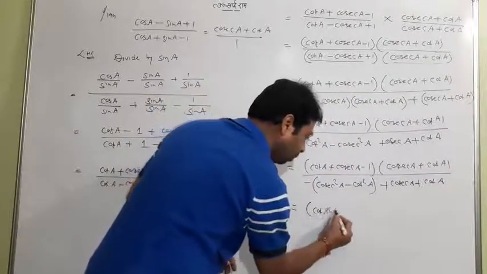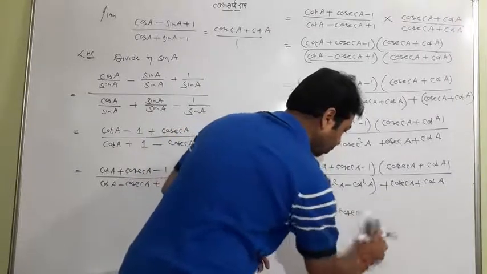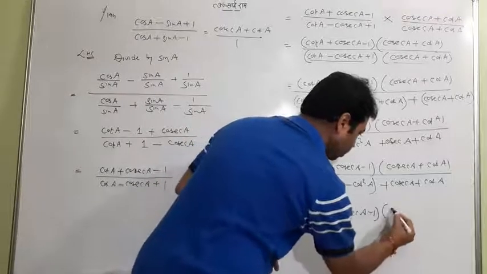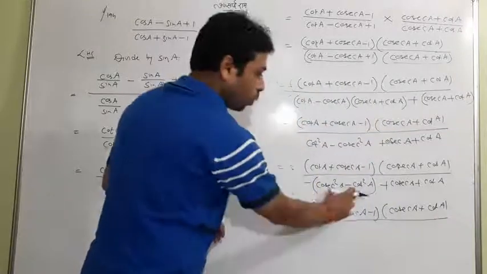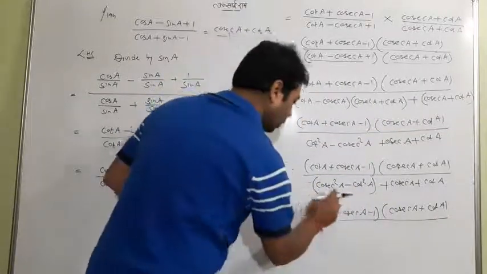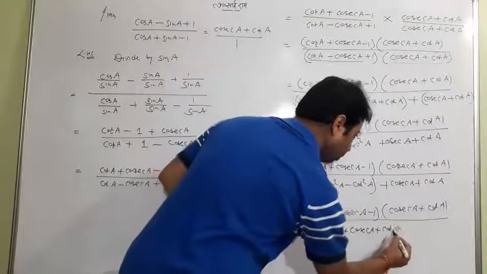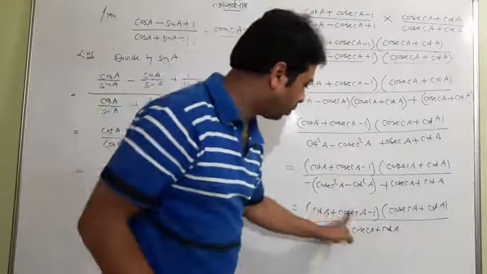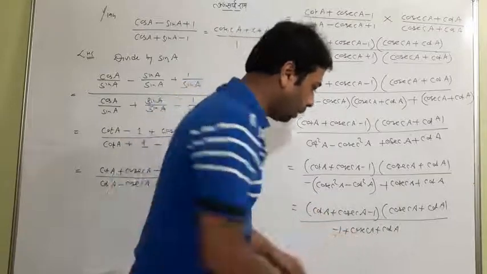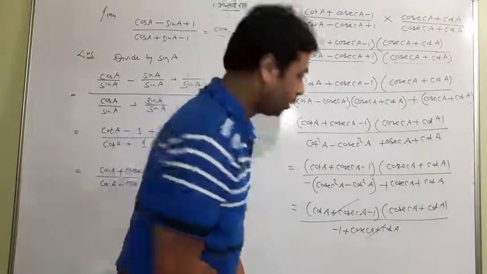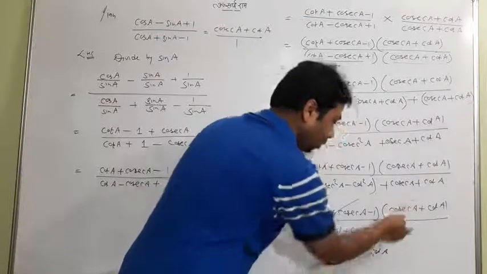Students, see one more term. The answer has come. Upon cosec square minus cot square, which is 1, so it's minus 1, plus cosec A plus cot A. You will see cot A plus cosec A minus 1 in the numerator and the denominator, both are the same, so they cancel. What remains ultimately is cosec A plus cot A in the numerator side, and that's the answer.